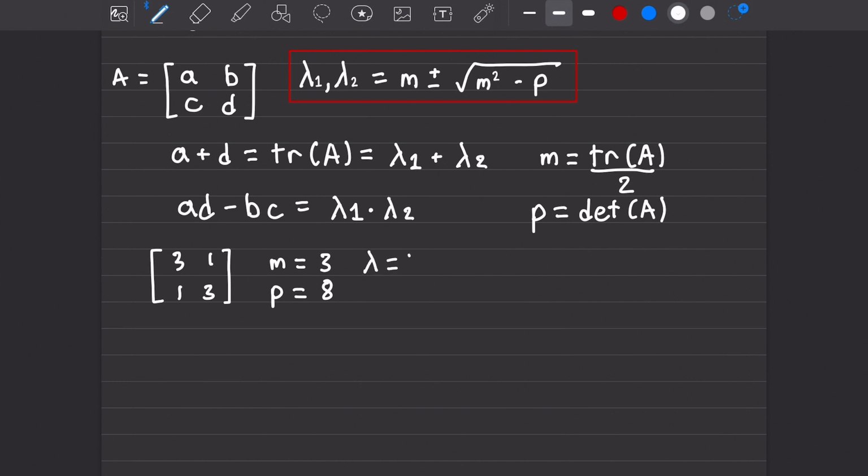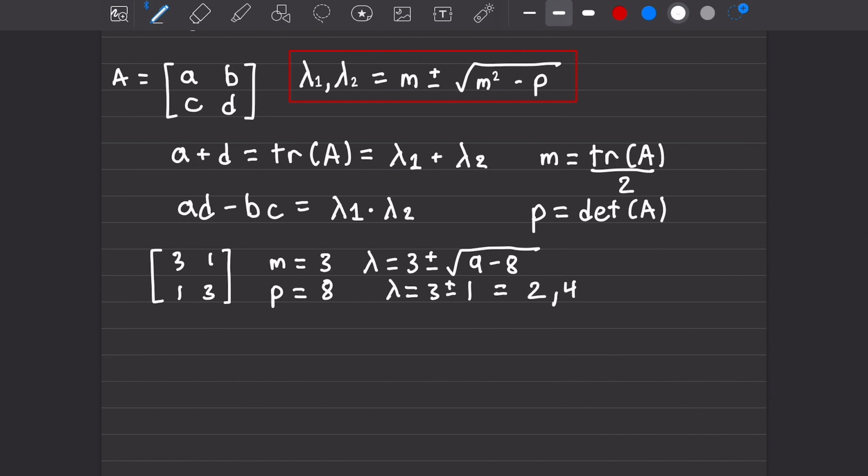And then to find our two eigenvalues, I'll just say lambda generally, is equal to 3 plus or minus square root. We have M squared, which is 9 minus 8. And then we can simplify that. I'll just put it down here to say that lambda is equal to 3 plus minus 1, which is equal to either 2 or 4.